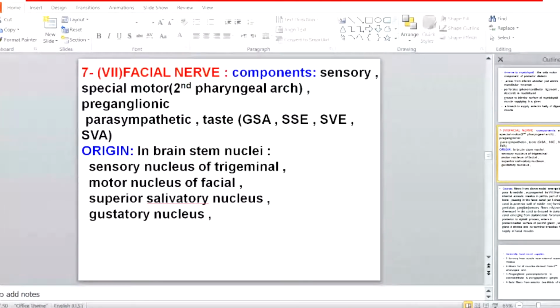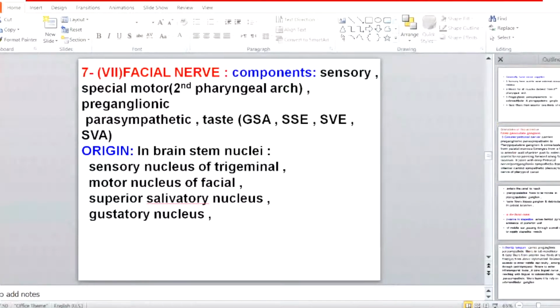It takes a course inside the brainstem, and then emerges together with the vestibulocochlear nerve, that is the 8th cranial nerve. Together they emerge between pons and medulla oblongata. Now the facial nerve has a complicated course.